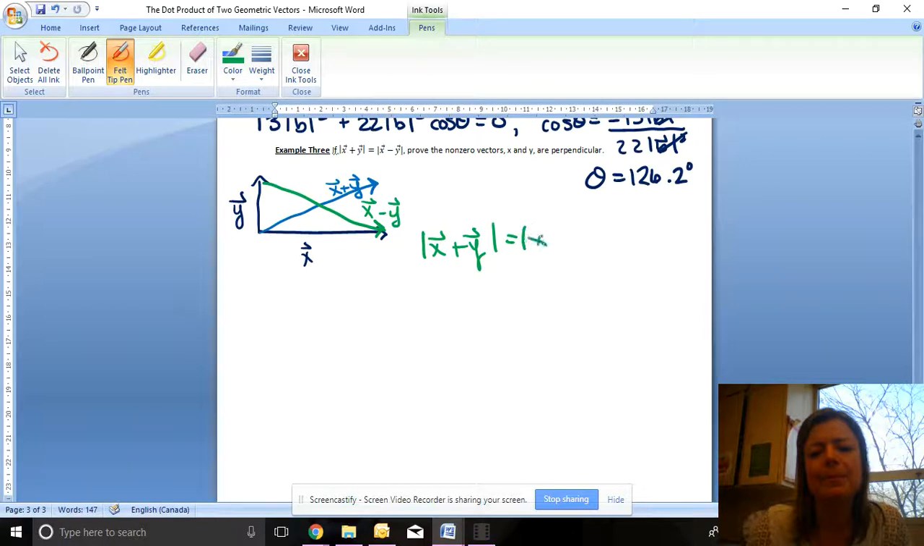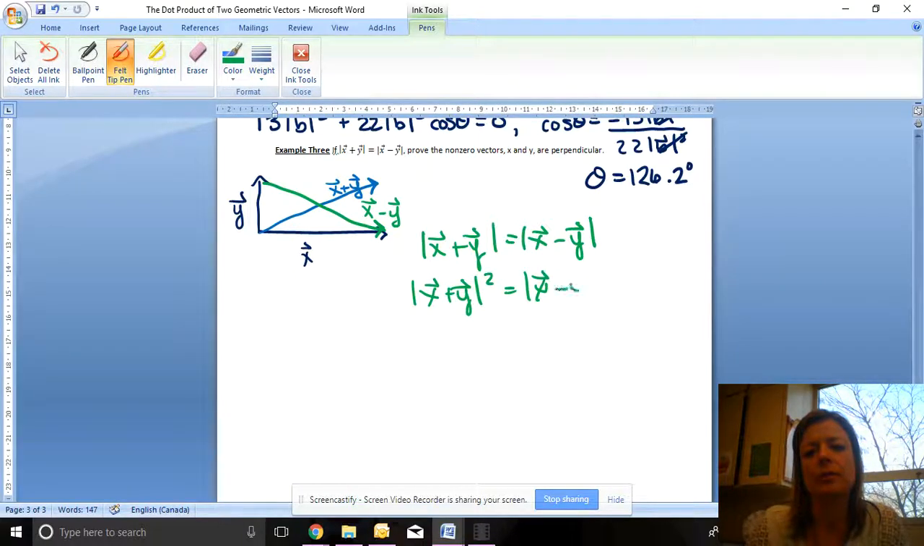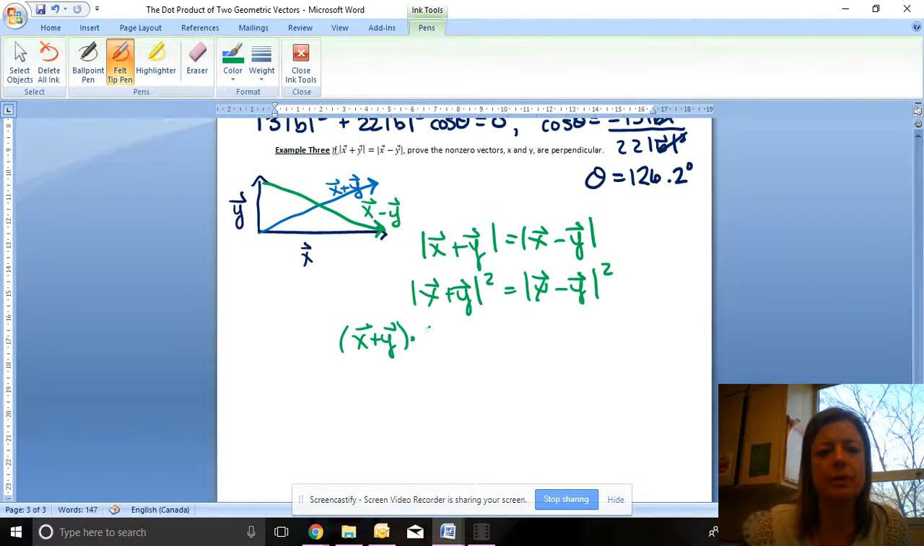Just sit back, relax. Don't freak out that you should have known this, but this is a good exercise in what can be done mathematically. What I'm going to do first is square both sides. This is then the dot product of x plus y dotted with x plus y, moving backwards with that definition. And this is equal to the dot product of x minus y with itself.